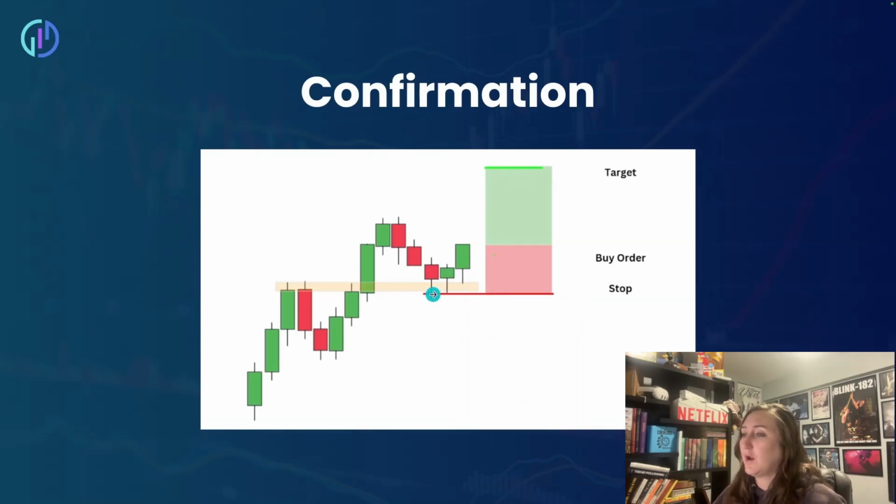You'll see we wicked right down into our support area again. We got a little bit of a bullish candle, and then we got a bullish candle actually overtaking this area, signaling that this could be a stronger bullish momentum uptrend that we're getting because this bullish candle overtook these 2 candles.